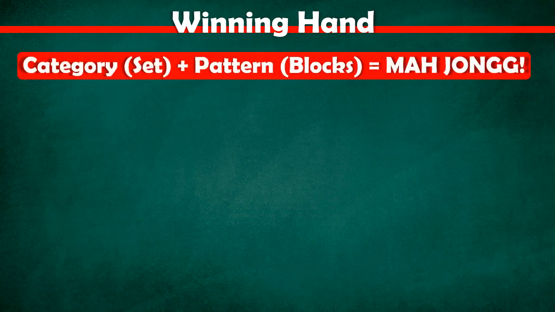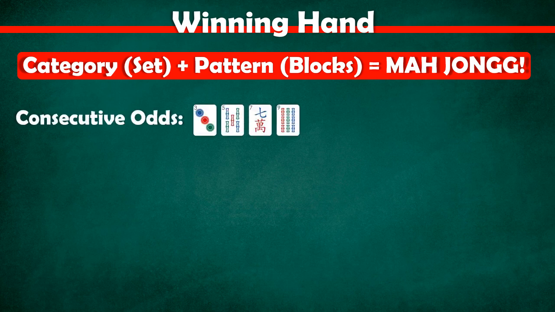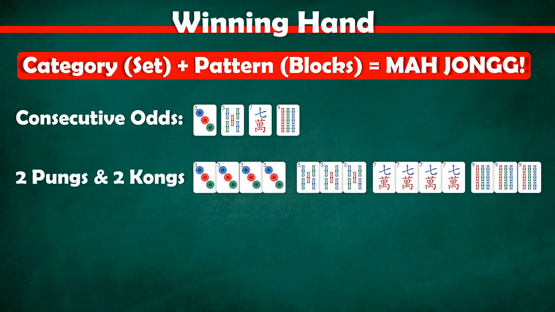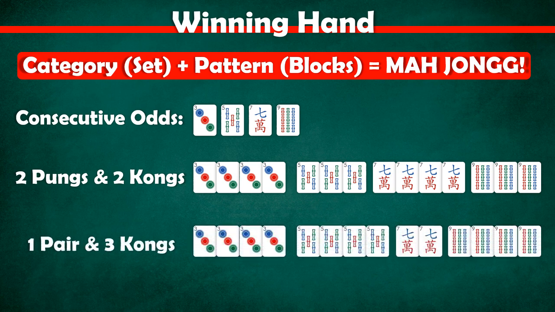So to build a winning hand, you select a set from a category and you fit those tiles into blocks to make a valid pattern. For example, let's make a set of 3, 5, 7, 9 from the consecutive odds category and combine it with a pattern of 2 pungs and 2 kongs. We can take the same set of 3, 5, 7, 9 and combine it with a pattern of 1 pair and 3 kongs. Both hands are valid winning hands in card-free American Mah Jongg. This is one example of how flexible the game can be.